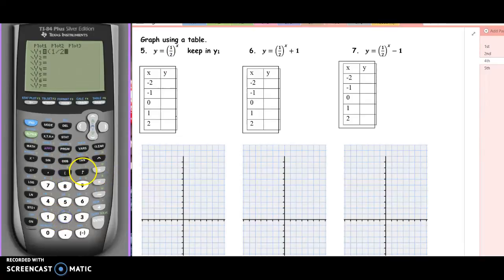Enter this the same way it's shown, so parentheses 1 divided by 2 raised to the x. For y2, we want parentheses 1 divided by 2 raised to the x. We do not want the plus 1 in the exponent, so you have to push the right arrow to get down out of the exponent, and then you can enter your plus 1. Right arrow minus 1.